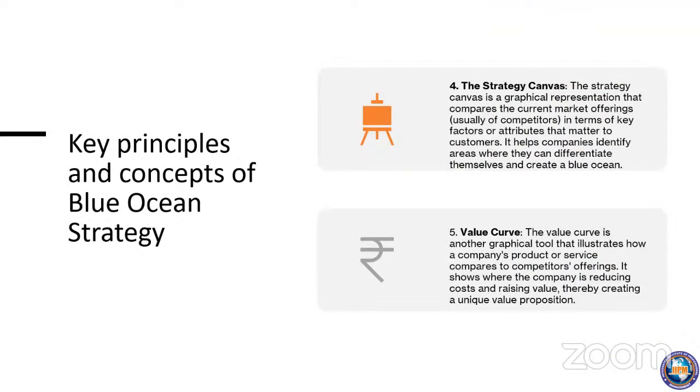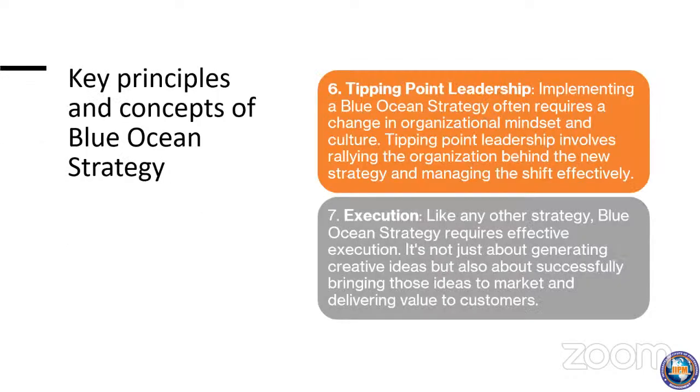Still on the key principles and concepts of blue ocean strategy, we have the strategy canvas. The strategy canvas is a graphical representation that compares the current market offerings, usually of competitors, in terms of key factors or attributes that matter to customers. It helps companies identify areas where they can differentiate themselves and create a blue ocean. The value curve is another graphical tool that illustrates how a company's product or service compares to competitors' offerings. It shows where the company is reducing costs and raising value, thereby creating a unique value proposition.